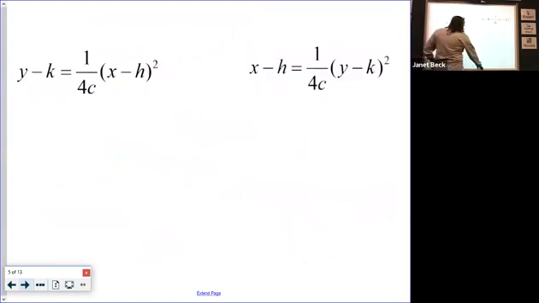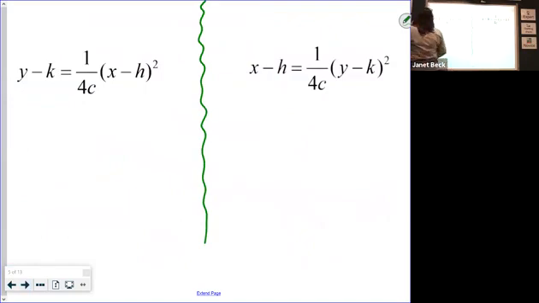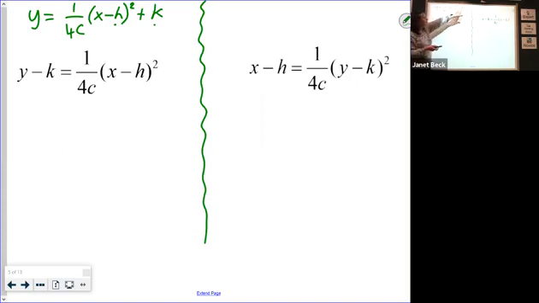So, here is almost what you would have seen in algebra 2. You would have got this: y equals 1 over 4p, but we're going to call it 4c, times (x minus h) squared plus k. That's how far you went left and right, that's how far you went up and down. Now in pre-calculus, no one puts the k over there. h is to do with horizontal movement, so we subtract it, and vertical movement we put with the y, with the k.